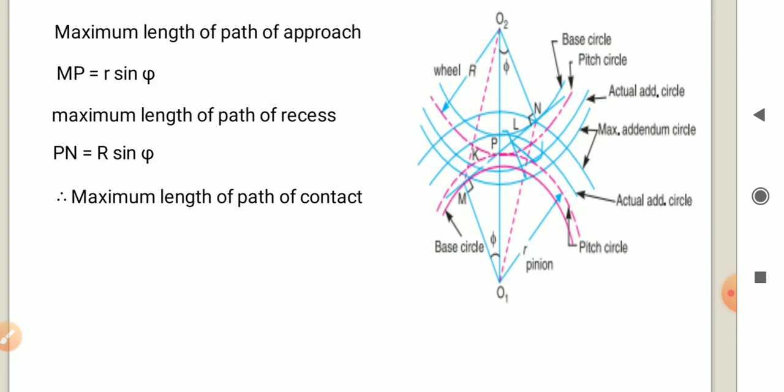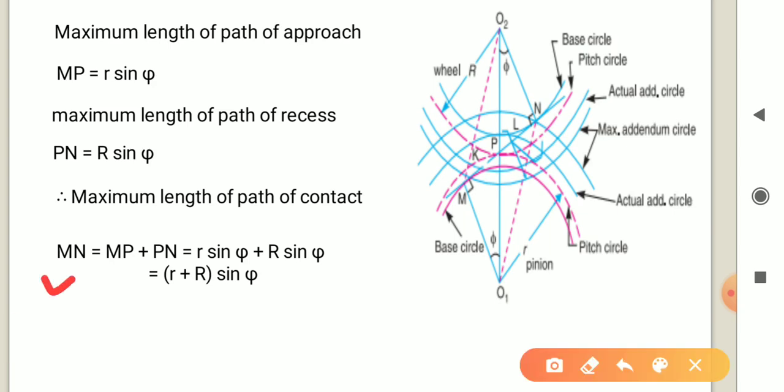So the maximum length of path of contact is the addition of the maximum path of approach and the maximum path of recess. That means MP plus PN is equal to MN. MP is the maximum path of approach and PN is the maximum path of recess. By adding these two we get MN, the maximum length of path of contact. We have MP equal to small r into sine phi, and PN equal to capital R into sine of phi.